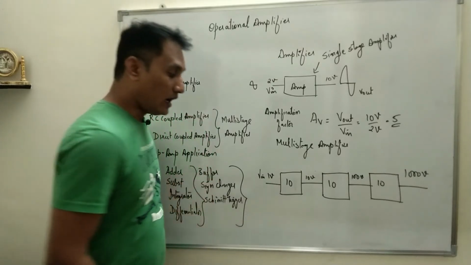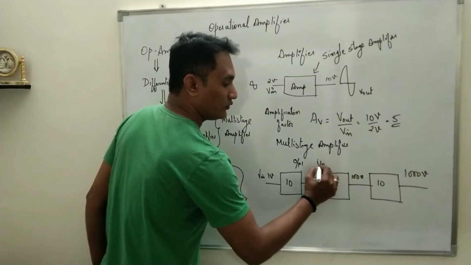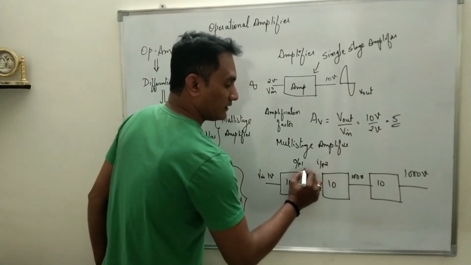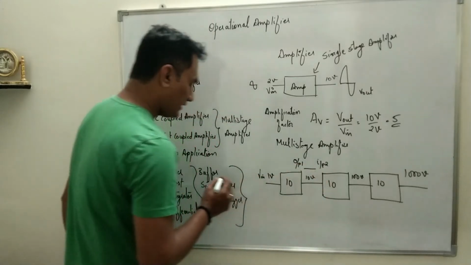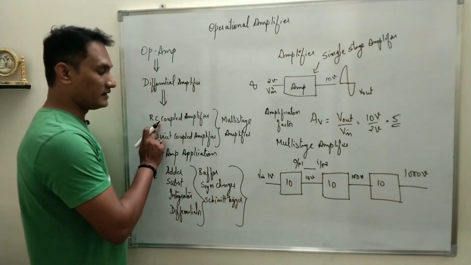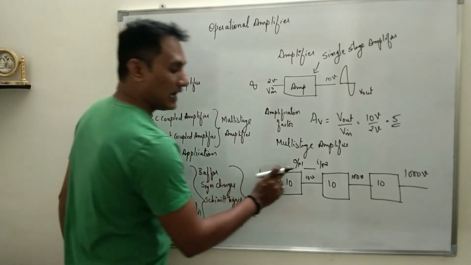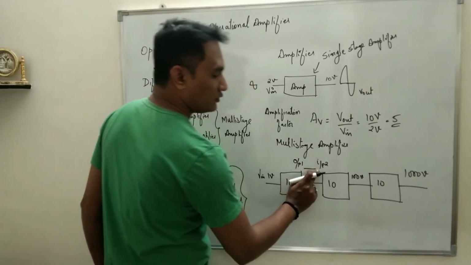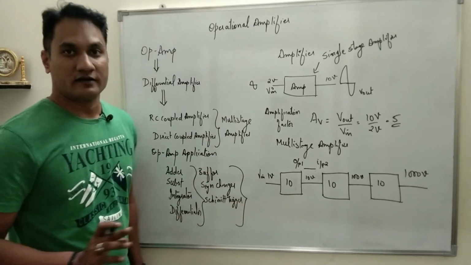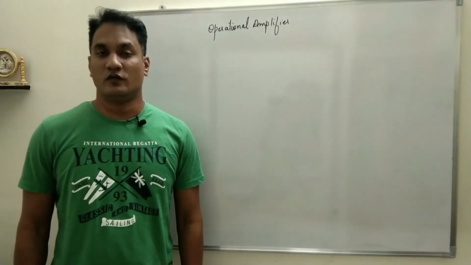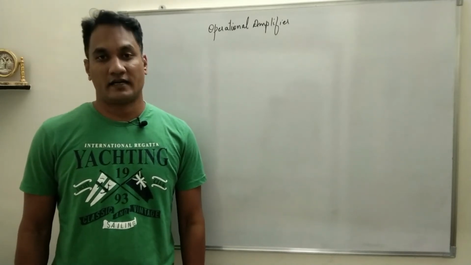And depending upon how the output of first is connected to the input of second, right? Output of the first is connected to the input of the second. If it is connected by a resistance and a capacitor, the amplifiers are called as RC coupled amplifier. And if the output of the first is directly connected to the input of the second, it is called as direct coupled amplifier.